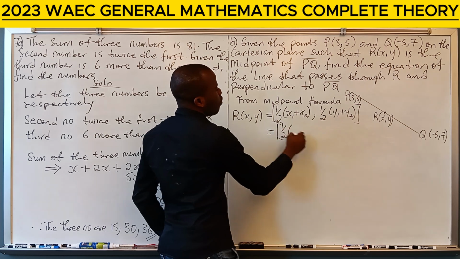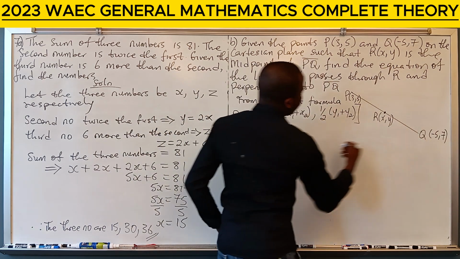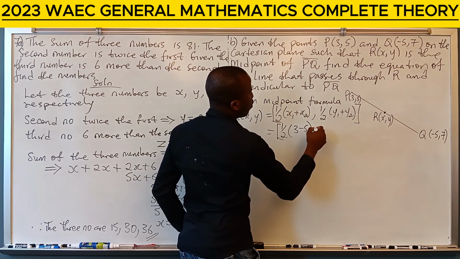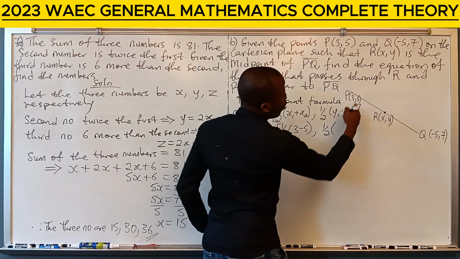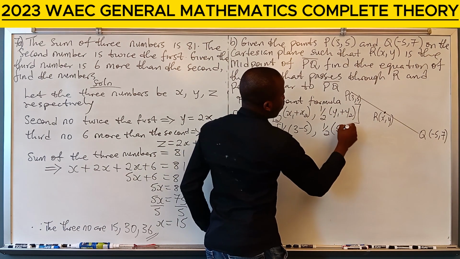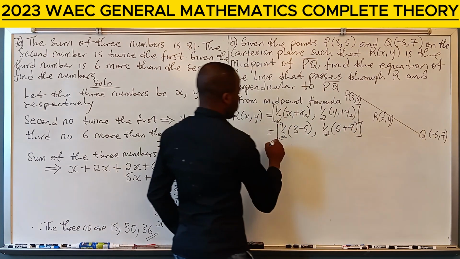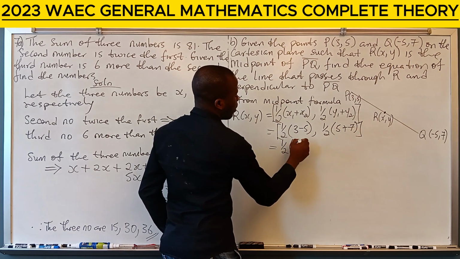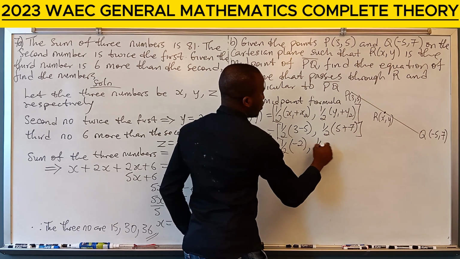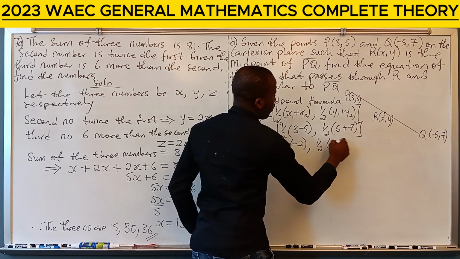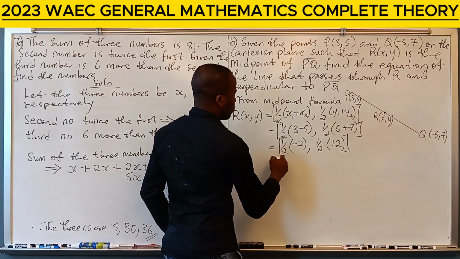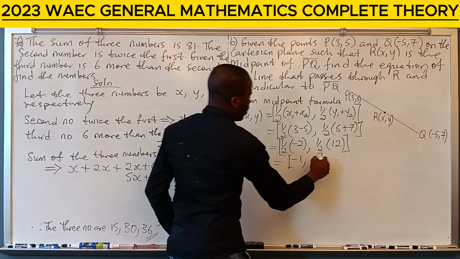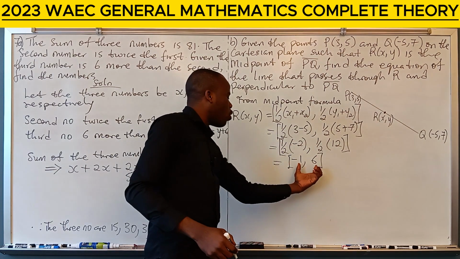So half, let's call this x1, let's call this x2. So 3 plus minus 5, which is 3 minus 5, half 5 plus 7, which is half of: 3 minus 5 is minus 2, and 5 plus 7 is 12. This will be half of minus 2 is minus 1, and half of 12 is 6. This is what the coordinate of R is.